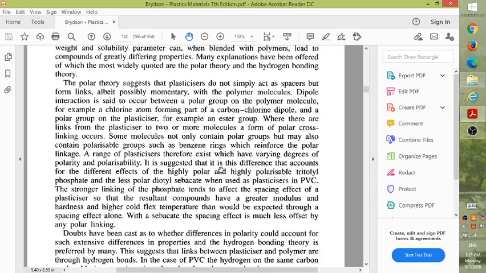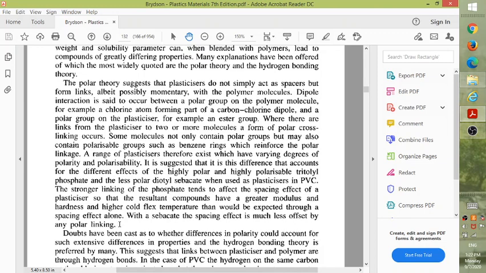It is suggested that it is this difference that accounts for the different effects of the highly polar and highly polarizable tricresyl phosphate and the less polar dioctyl sebacate when used as plasticizers in PVC. The stronger linking of the phosphate tends to offset the spacing effect of a plasticizer, so that the resultant compounds have greater modulus and hardness and higher cold flex temperature than would be expected through a spacing effect alone.